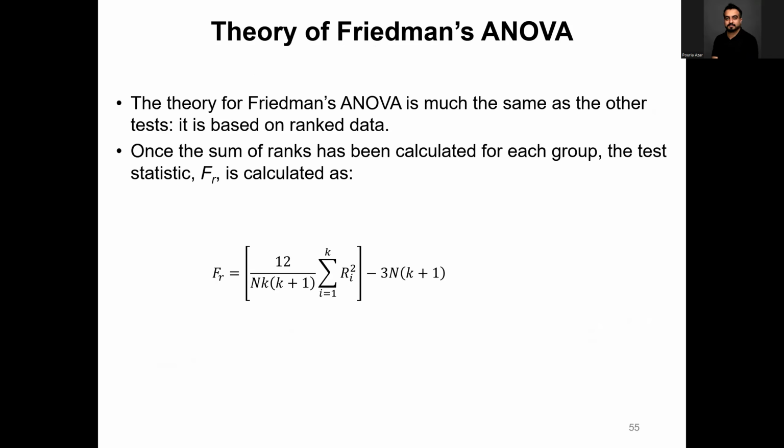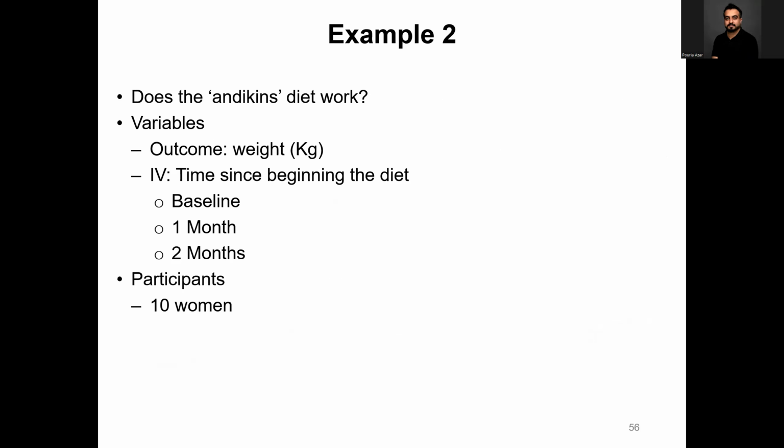The Friedman's ANOVA test is represented by Fr, and this is the formula. You don't have to remember the formula or memorize it. And remember again, we would go ahead and rank the data first, and then we plug in the values into this formula, and it gives us the test statistic, which is Friedman's ANOVA.